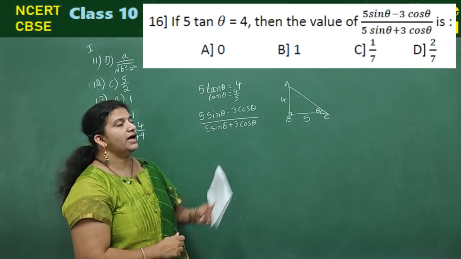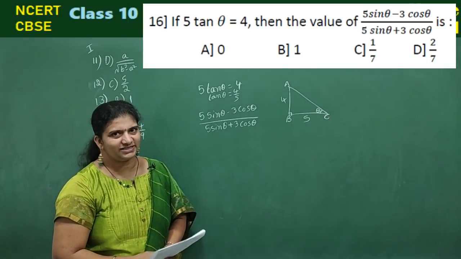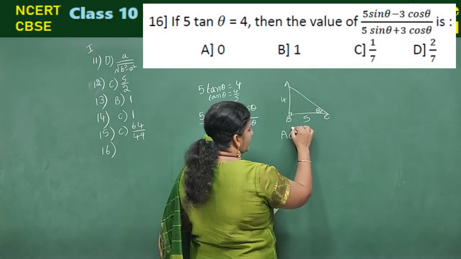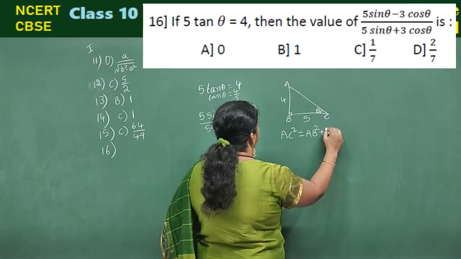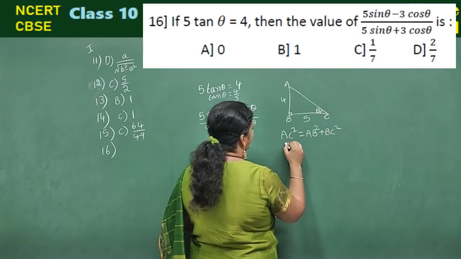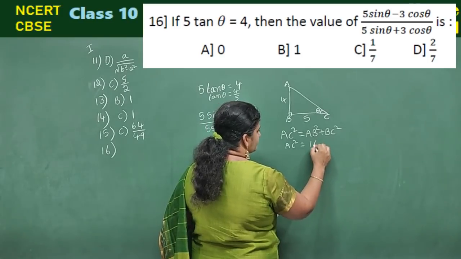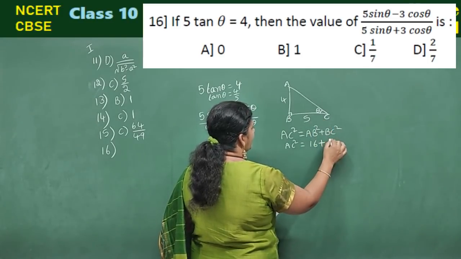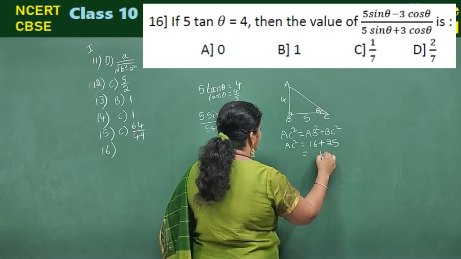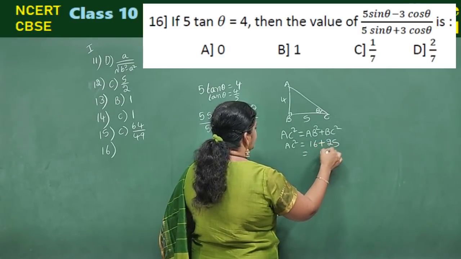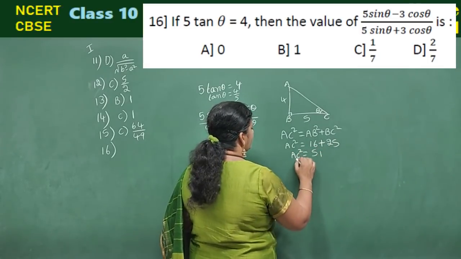Okay, find now the hypotenuse. After finding the hypotenuse, you can find sin theta and cos theta. Apply the Pythagoras formula. AC square is equal to AB square plus BC square. AB value is 4, 4 4s are 16, and BC value is 5, 5 5s are 25. 25 plus 16 is 41. AC square is equal to 41.